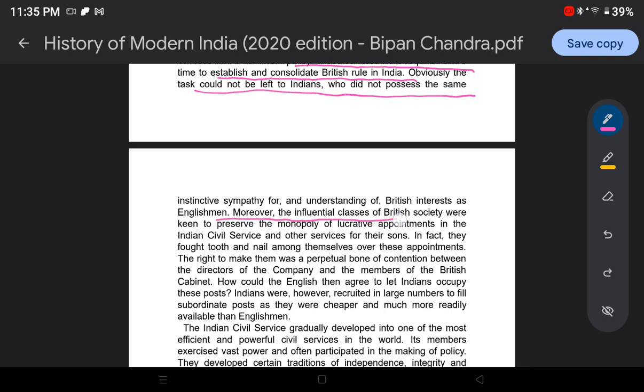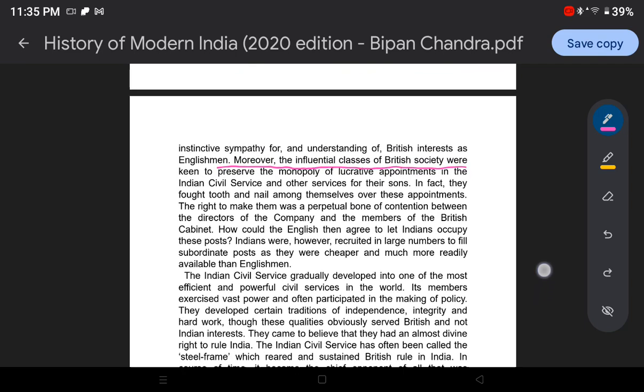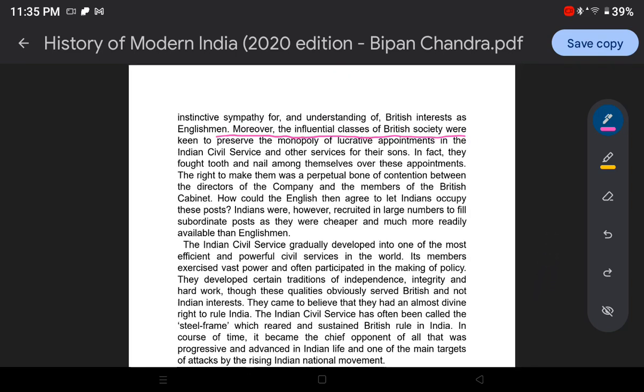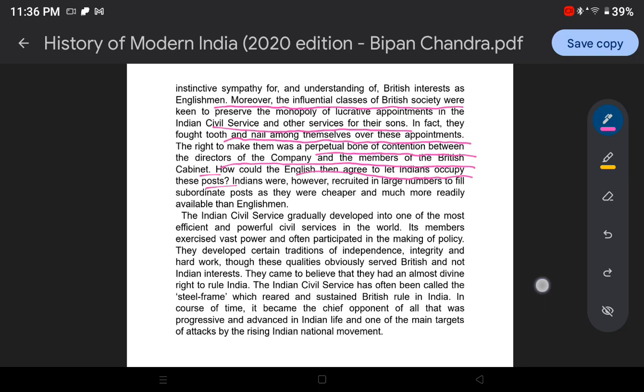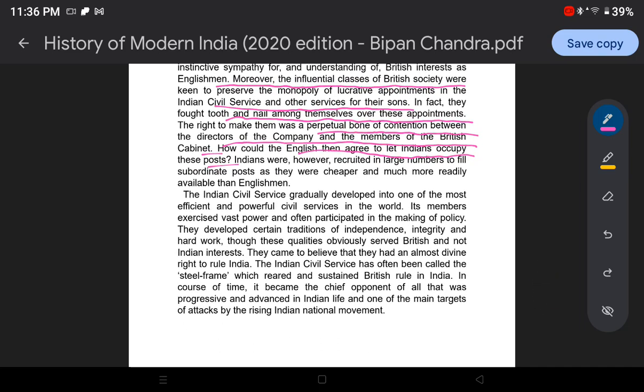Moreover, the influential classes of British society were keen to preserve the monopoly of lucrative appointments in the Indian civil service and other services for their sons. In fact, they fought tooth and nail among themselves over these appointments. The right to make them was a perpetual bone of contention between the directors of the company and the members of the British cabinet. How could the Englishmen agree to let Indians occupy these posts? Indians were, however, recruited in large numbers to fill subordinate posts as they were cheaper and much more readily available than Englishmen.